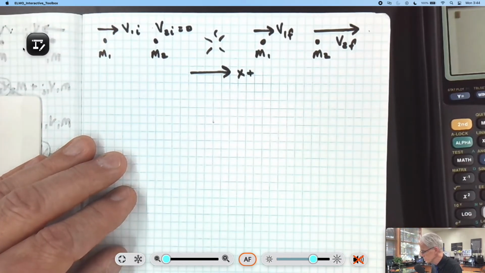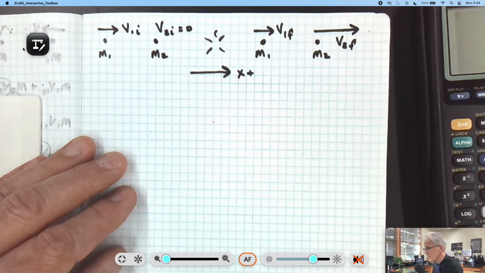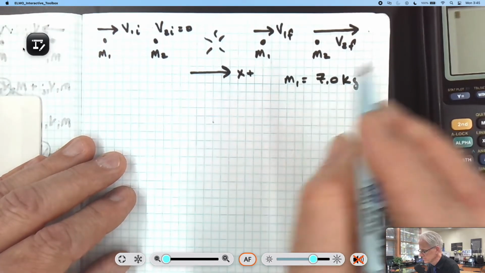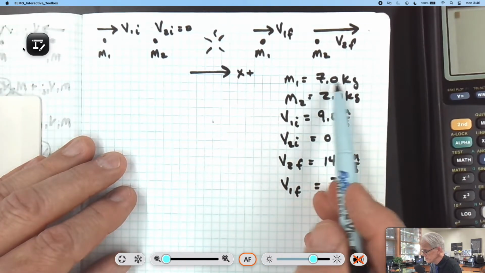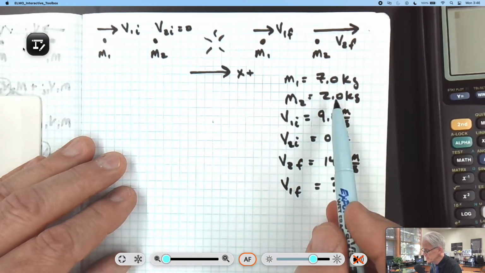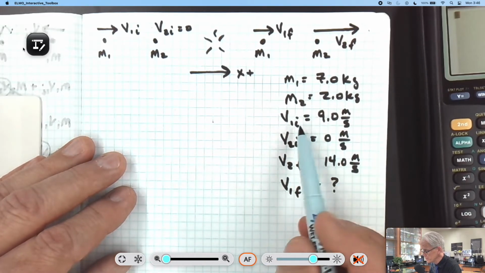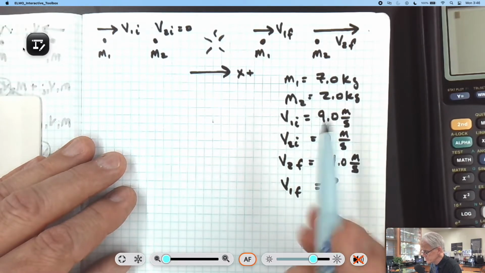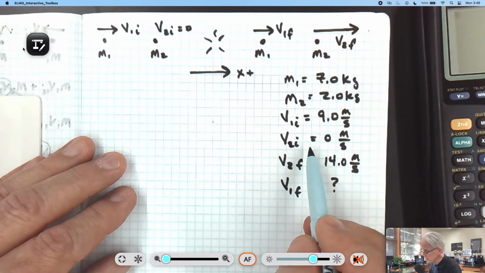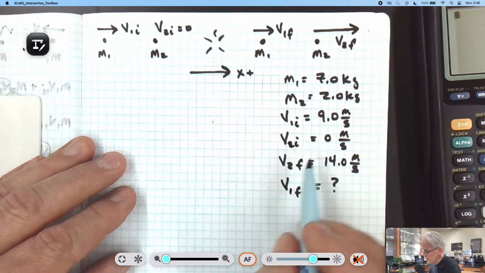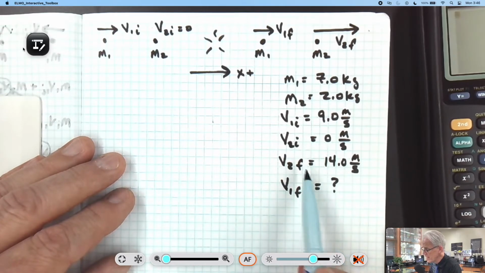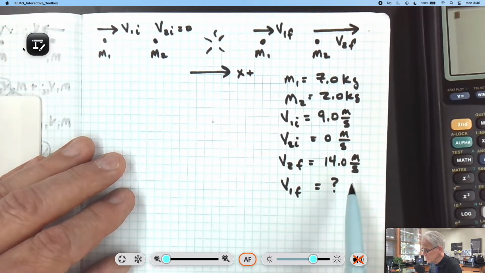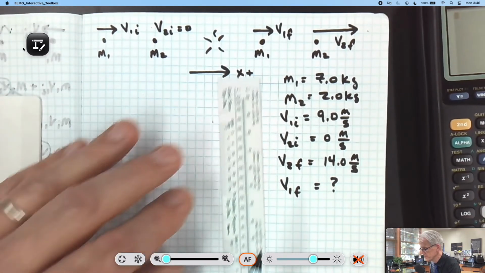Speaking of which, let's write down everything that was given to us and what we're looking for. The mass of the bowling ball was 7 kilograms. The mass of the bowling pin, 2 kilograms. The initial velocity of the bowling ball, 9 meters per second. The initial velocity of the bowling pin, 0. The final velocity of the bowling pin is given as 14 meters per second. So how fast is our bowling ball going afterwards?